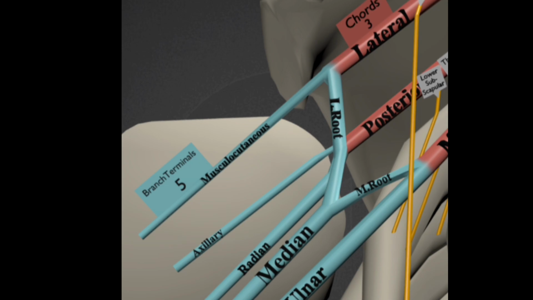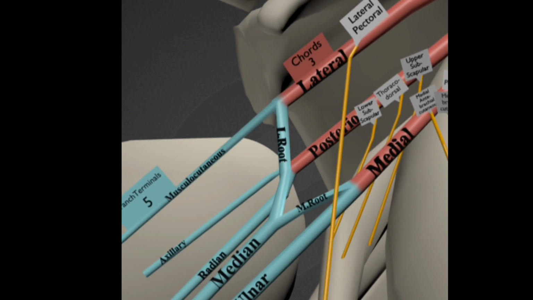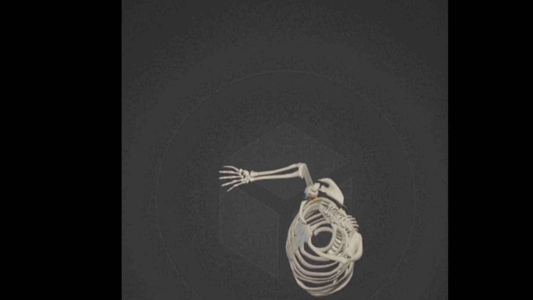L stands for lateral pectoral nerve. So here is the lateral pectoral nerve, the yellow one, and the musculocutaneous nerve. Here is the musculocutaneous nerve and the lateral root of median nerve. Here is the lateral root of median nerve.